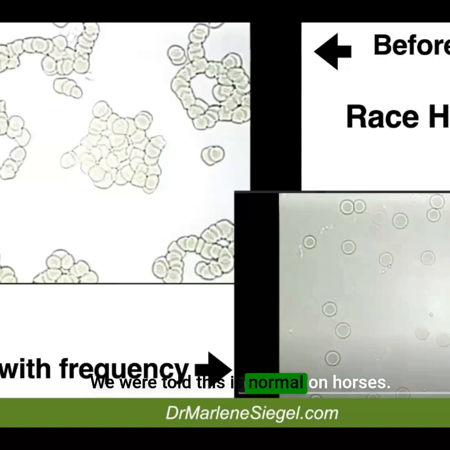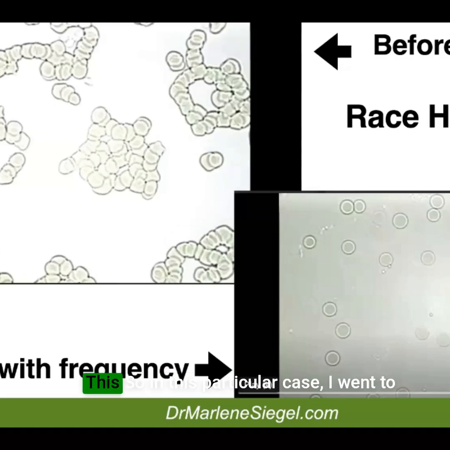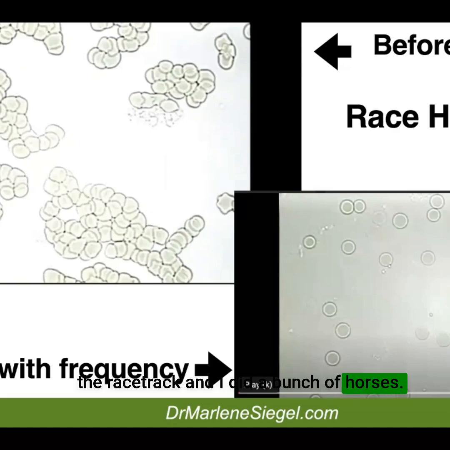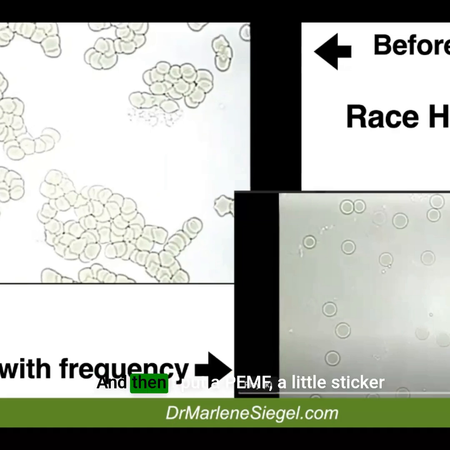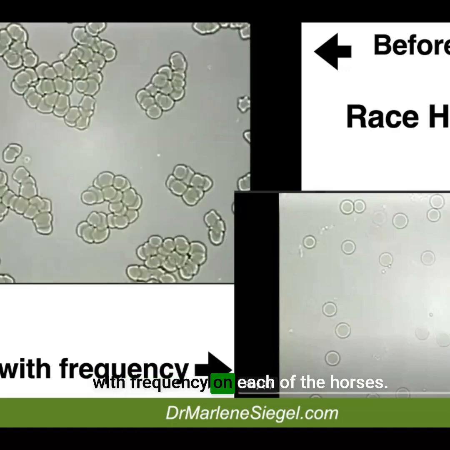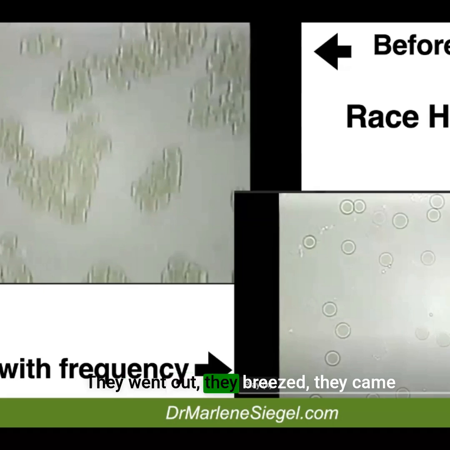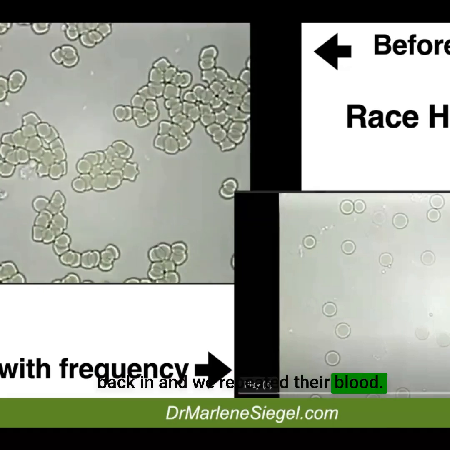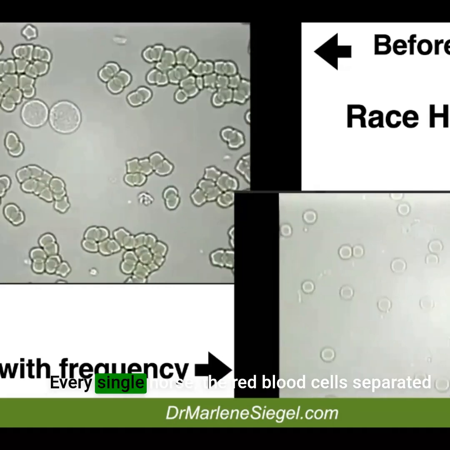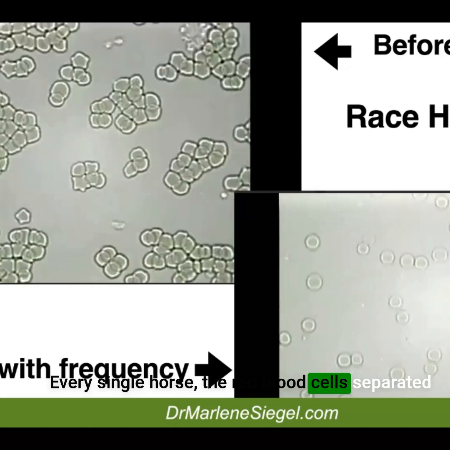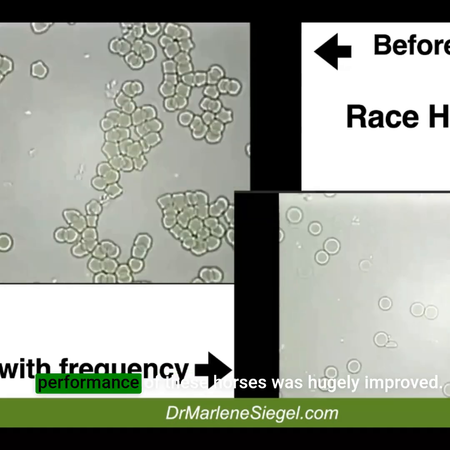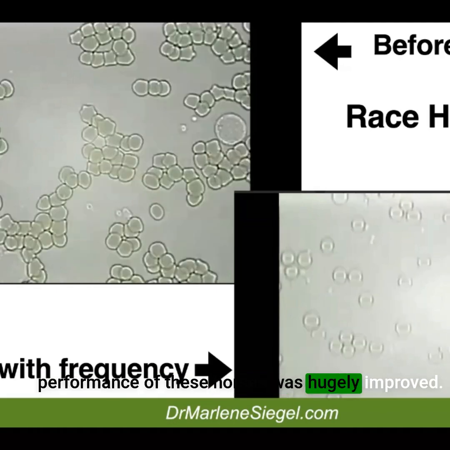This is a horse. We were told this is normal on horses. It is not. So in this particular case, I went to the racetrack and I did a bunch of horses. We did their live blood. And then I put a PEMF, a little sticker with frequency on each of the horses. They went out, they breathed, they came back in, and we repeated their blood. And they're on the lower right-hand side. Every single horse, the red blood cells separated because the fourth phase of water expanded, and the performance of these horses was hugely improved.